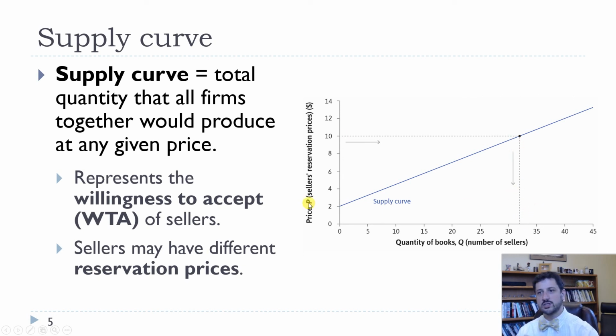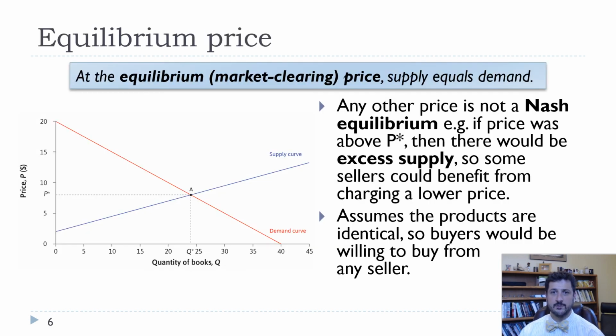So we have an upward sloping supply curve, which we can think of as a willingness to accept of firms. Sellers may have different reservation prices, right? In the case of used textbooks, it just means, how much is this used textbook worth to me? If it's worth $20 to me, then I'm not going to sell at $10. But if it's only worth $5 to me, then I will sell at $10. We can also think of it in terms of the cost that firms have to pay to produce the good, and that could be upward sloping as well.